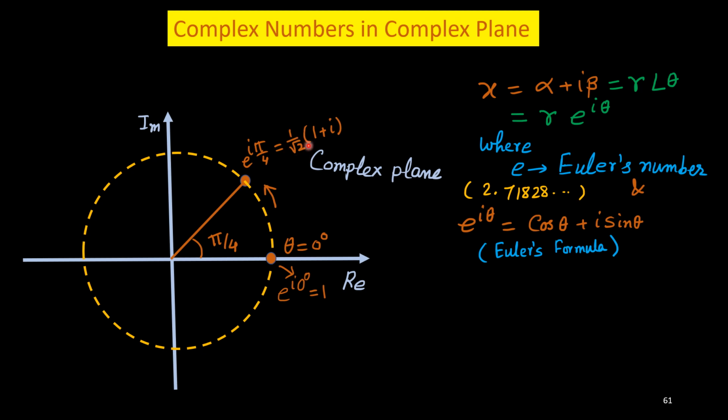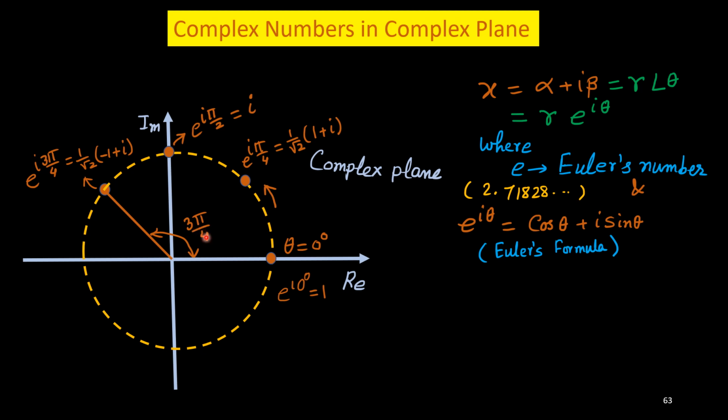Thus 1 by root 2 times 1 plus i. And next one is this one. At 90 degrees, suppose I consider, then this point is on the imaginary axis. So obviously it should have only an imaginary term, no real term. And e to the power i pi by 2 is cos pi by 2 plus i sin pi by 2. Sin pi by 2 is 1, but cos pi by 2 is 0. Thus it is only i. Right.